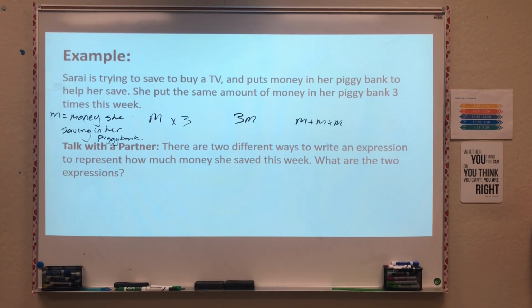So you gave me 3 ways, so you went above and beyond. You've got M times 3 and 3M, which we said are saying the same thing. But you've also got M plus M plus M. Do those represent the same thing? Yes, in a way. Because they all equal out the same amount. Nice. Remember when I told you $10? You could get to that total $30 by using multiplication or using addition. It's different ways to get to the same answer. The same idea here. 3M and M plus M plus M are the same thing.